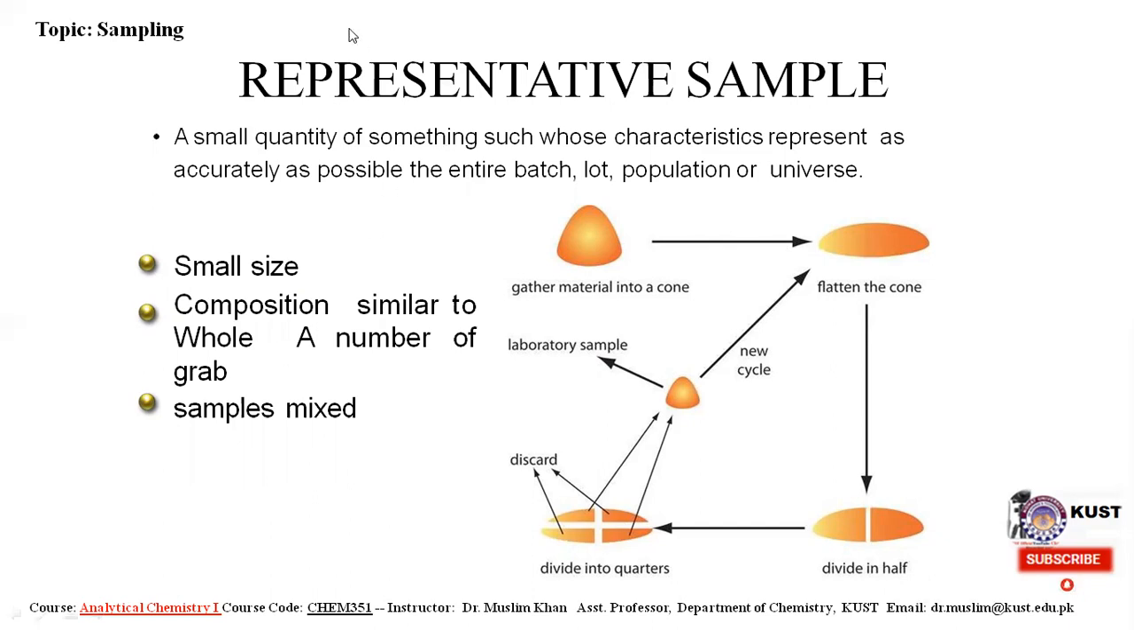Then this fourth quarter is again made into a cone, flattened again, divided into a half, and then divided into quarters. Discard these three, and the remaining one is made into a new cone, and so on. Ultimately, you get a very small laboratory sample, and then this sample is taken for analysis.